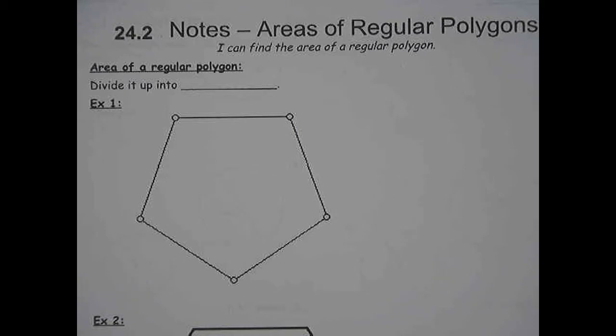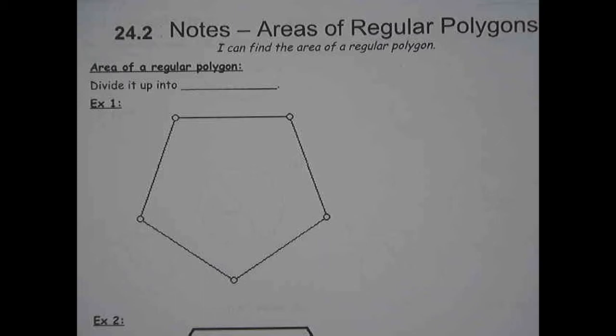While you watch this, you should be taking notes on the same exact paper that you have in your packet. For areas of regular polygons, this is one that you want to go slowly through. As I'm going through the video, stop it and catch up with your notes if you need to. Feel free to go back and watch sections, because this one sometimes takes a little bit of thinking to understand, more thinking than usual.